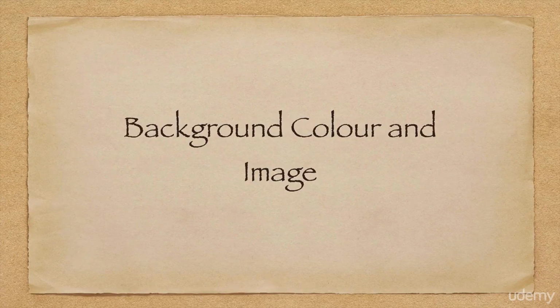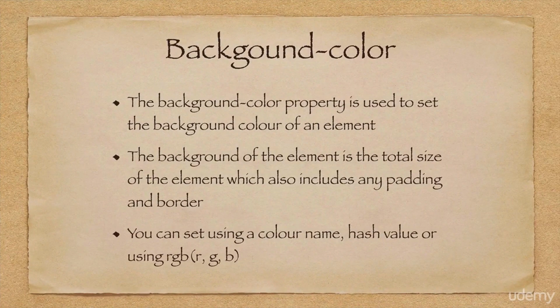Background color and images. The background color property is used to set the background color of an element. The element could be anything from the body to the header to the div, an individual div, a class, all divs. The background of the element is the total size of the element, which also includes any padding and border. So if you have a class, for example, which is a div, and you have any padding in there, the background includes all the padding and the border.